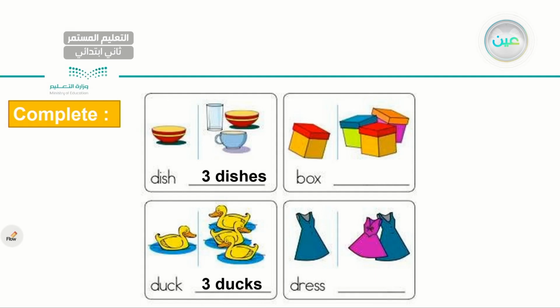Box. It ends in X, so we have to add ES. 3 boxes. Very good. Dress. It ends in S, so we have to add ES. 2 dresses. So let's read. Dish, 3 dishes, duck, 3 ducks, box, 3 boxes, dress, 2 dresses.